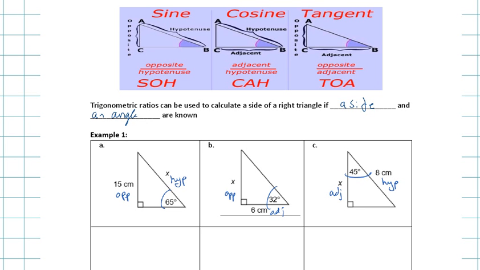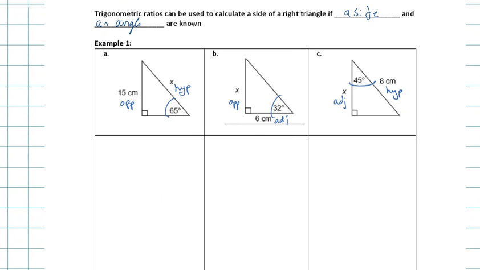If I look at the first example, my angle of focus is 65. Which one is the hypotenuse, which one is the adjacent, which one is the opposite? The hypotenuse is the x, it's the unknown. The opposite is 15, and I don't know the adjacent, and I'm not looking for it. It doesn't ask me to find it.